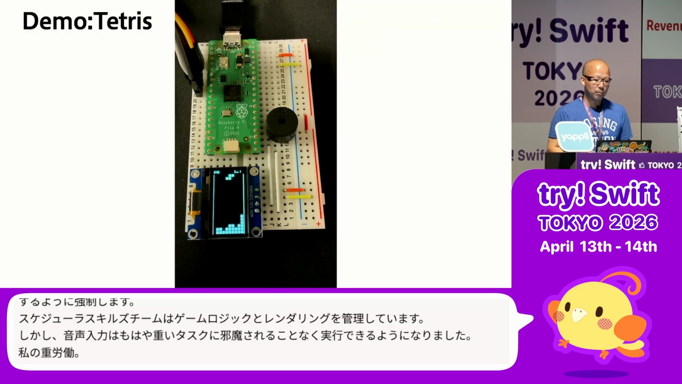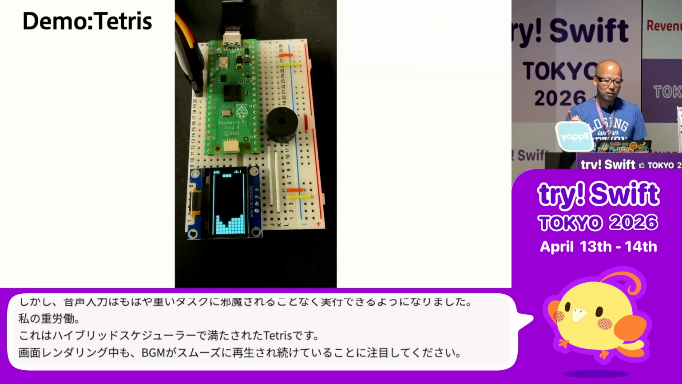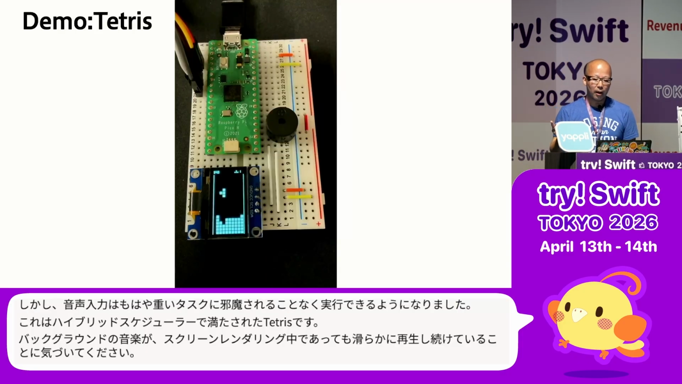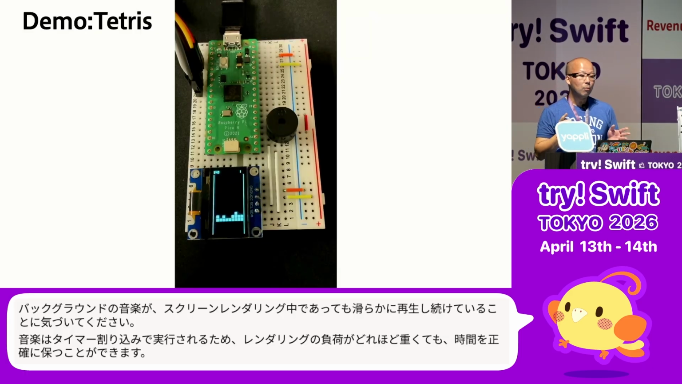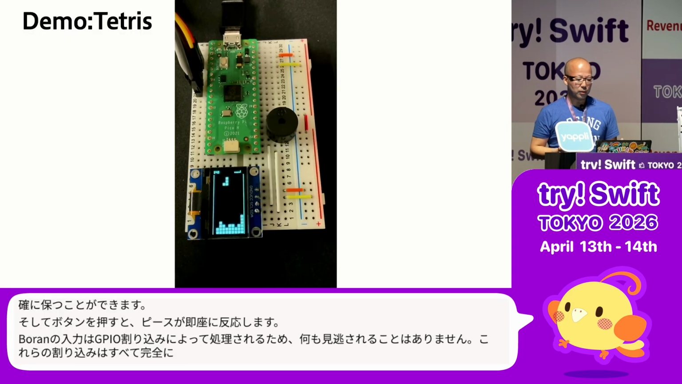This is Tetris built with the hybrid scheduler. Notice that the background music keeps playing smoothly even during screen rendering. The music runs on a timer interrupt, so it stays on time no matter how heavy the rendering is. And when I press a button, the piece responds instantly. Button input is handled by GPIO interrupts, so nothing is missed. All of this is done entirely in embedded Swift.